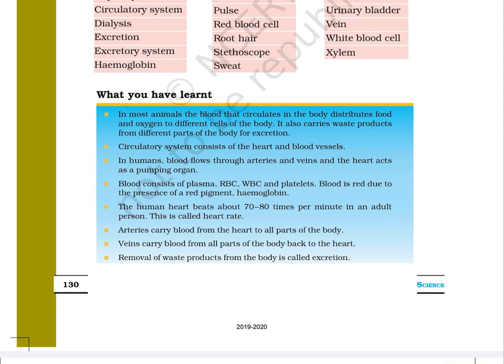3. In humans, blood flows through arteries and veins, and the heart acts as a pumping organ. 4. Blood consists of plasma, RBC, WBC, and platelets. Blood is red due to the presence of a red pigment, hemoglobin.